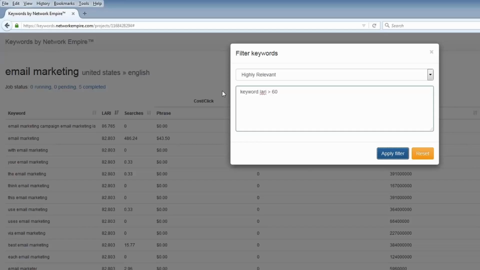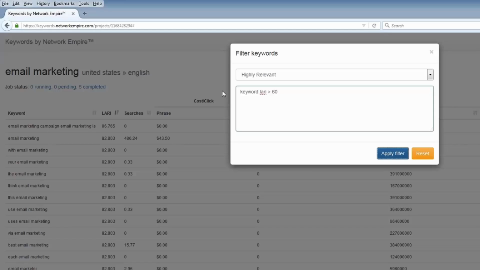So we collect all of that, we throw it together, we make a corpus out of it, and then we apply the latent semantic indexing for each of the keywords that we find for this theme against that corpus to determine how relevant each of the keywords are for that particular idea, that seed term that you started with, email marketing in this case.